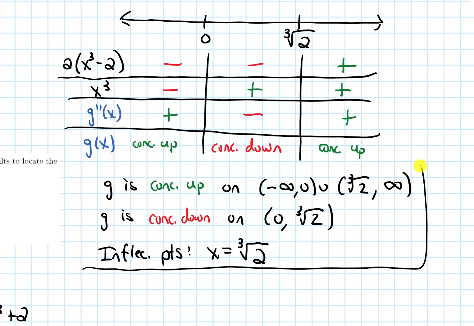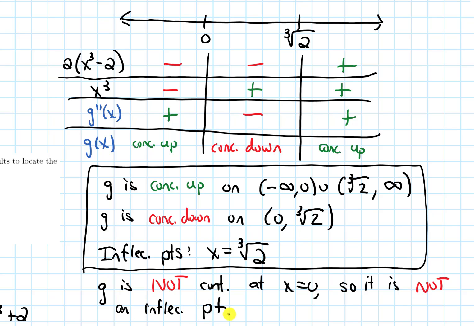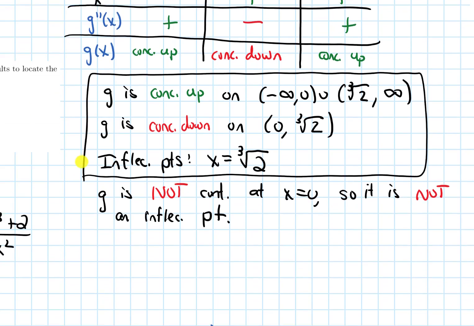Okay, so I'm going to box this, and I'll write down why. Again, there's no inflection point at 0. So g, our original function, is not continuous at x equals 0. So that means x equals 0 is not an inflection point. I gotta be careful about that. All right, so that is part A of this example. Well, let's move on to part B.